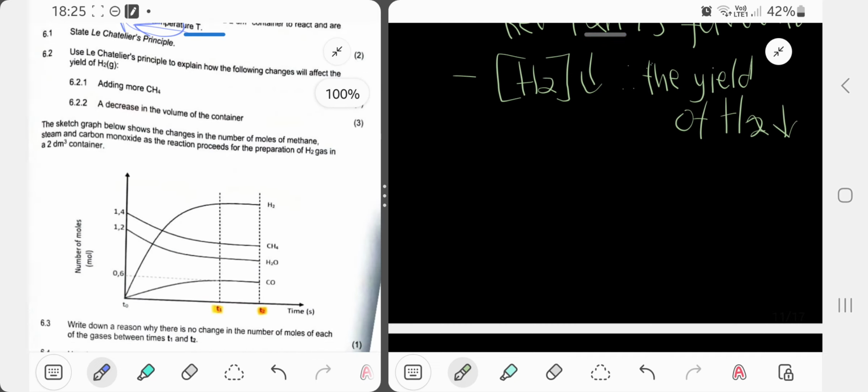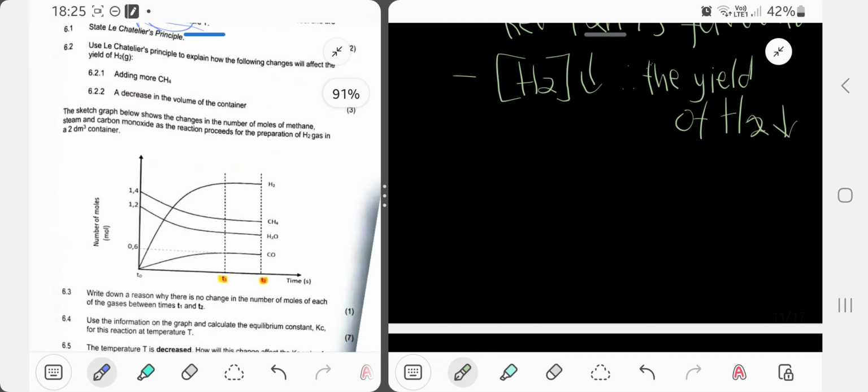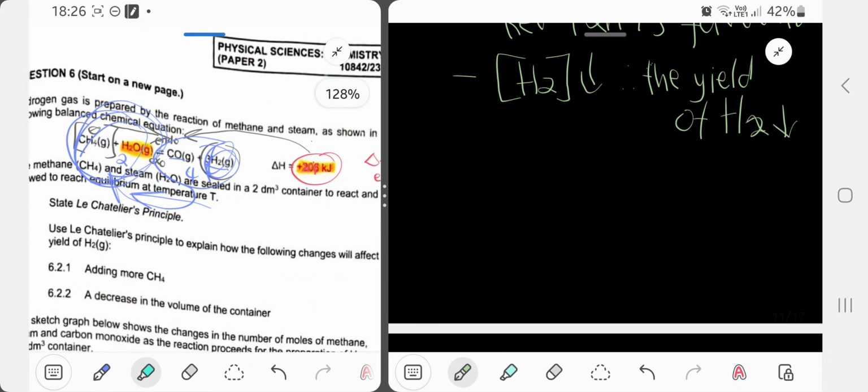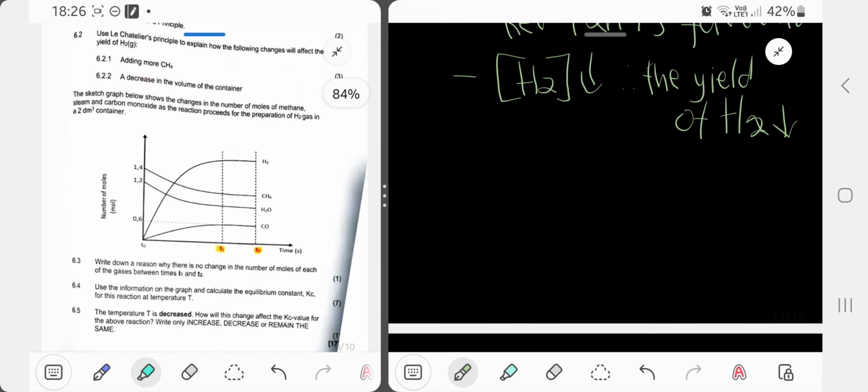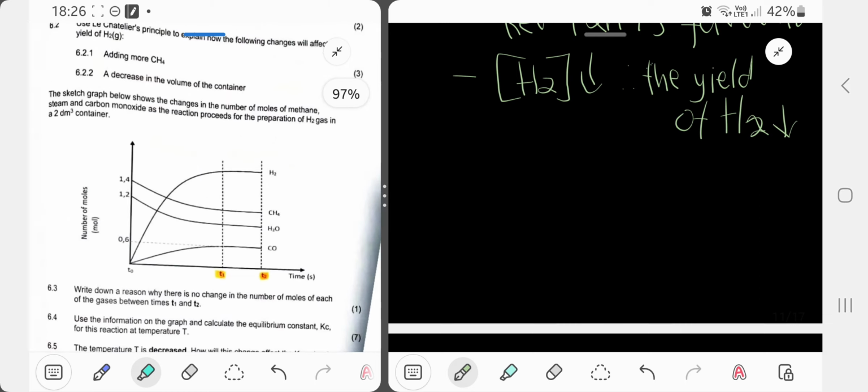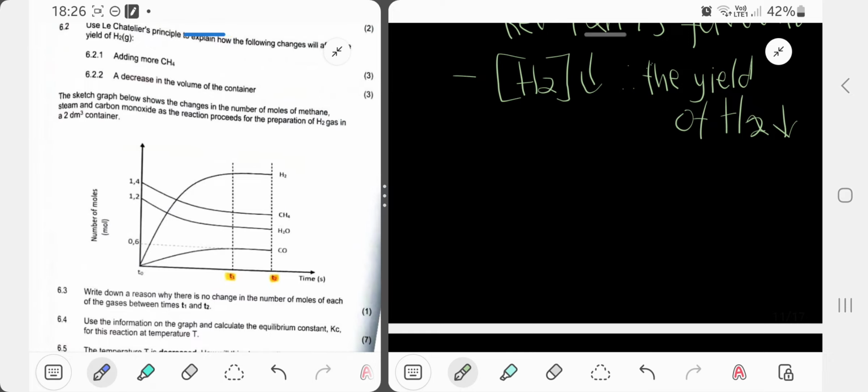So we've answered that question. Now they say that the sketch graph below shows the changes in the number of moles of methane, steam, carbon monoxide, and, as the reaction proceeds, of H2 gas in a 2 dm cubed container, right? So what is important that they've told us is that this is a sealed container. So in a sealed container, we understand that there is a closed system. And remember that equilibrium needs to be in a closed system in order for us to reach chemical equilibrium. So in this case, what we have here is a graph. This tells us the changes in the number of moles.